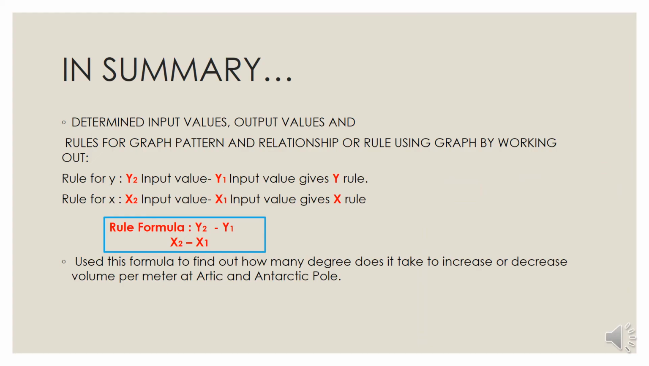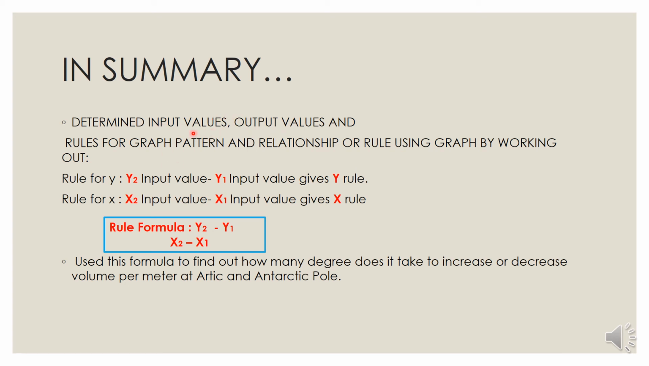So in summary, to determine input, output values and the rule, the pattern and relationship between them, this is how to find out the rule. Take the y2 minus the y1 and it gives you the y rule. The x2 input value minus the x1 input value gives you the x rule. So that's how you get the rule. And we showed you what the input values and the output values are.